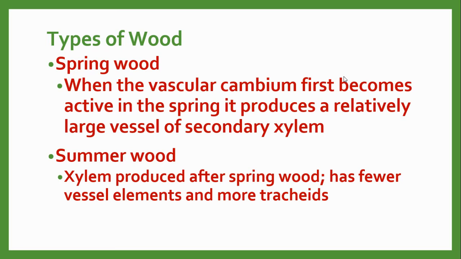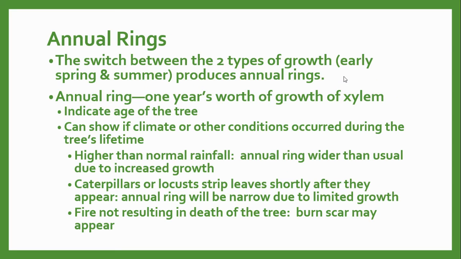So spring wood is when the vascular cambium first becomes active in the spring. It produces a relatively large vessel of secondary xylem. And summer wood is produced after the spring wood. It has fewer vessel elements, and it has more tracheids, and it's usually going to be a little bit darker. The switch between the 2 types of growth, early spring and summer, produces the annual rings.